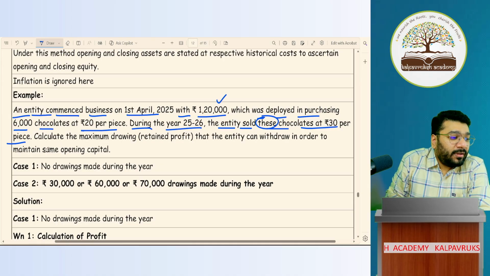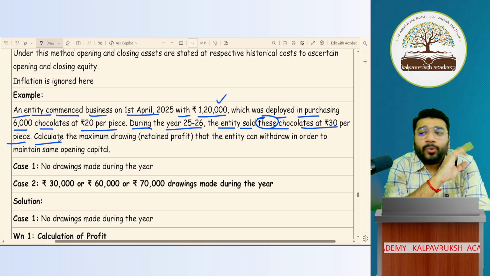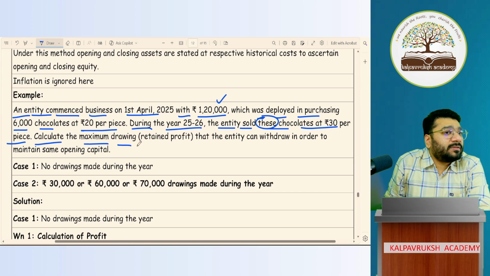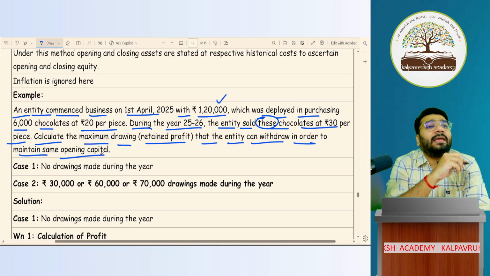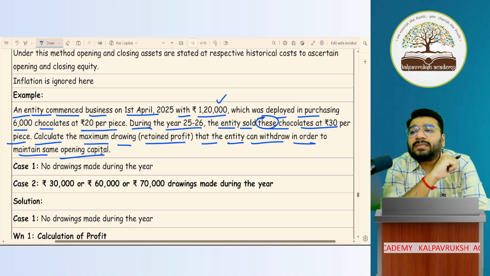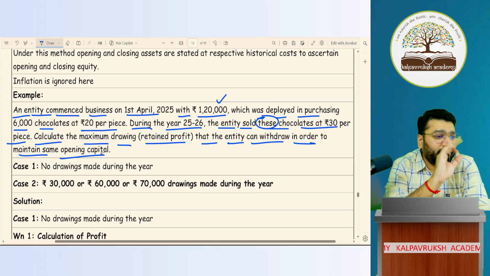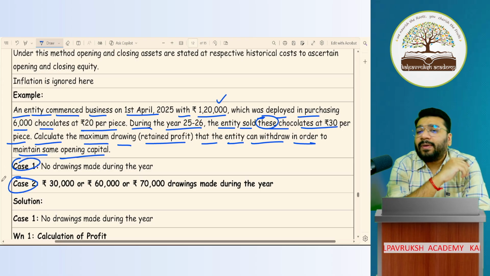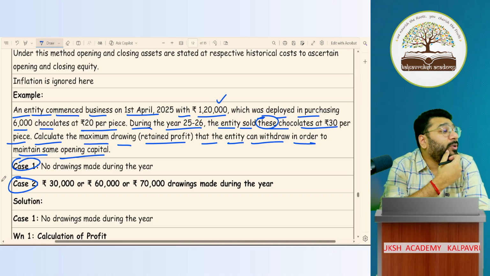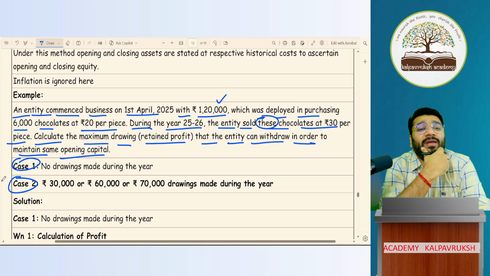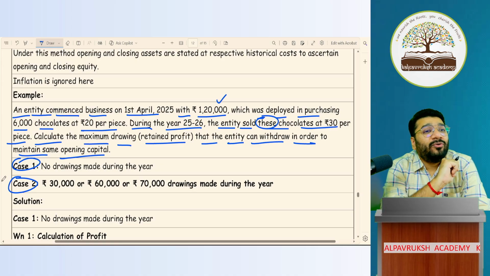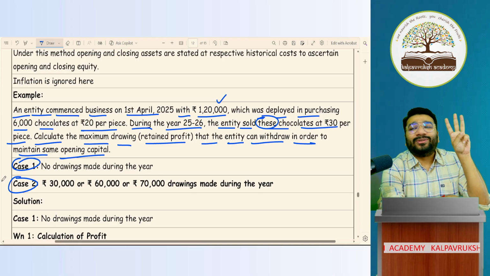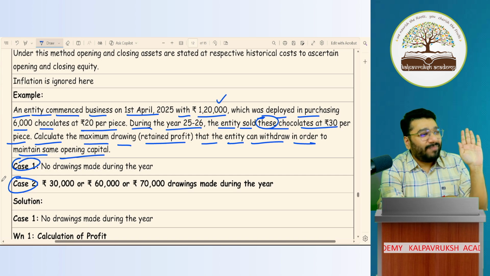Now what is the question asking? The question is asking you to calculate the maximum drawings, also called retained profit, that the entity can withdraw in order to maintain the same opening capital. To maintain the same opening capital, what is the maximum amount of profit that we can withdraw? I've given two cases, case 1 and case 2. In case 2, we have 3 cases. So in total, how many cases? Total 4 cases only. Case 1, 1 case. Case 2, 3 cases. Mathematics is clear?